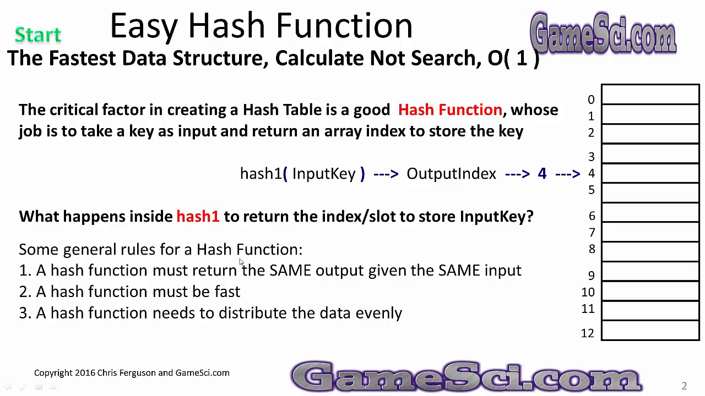Some general rules for a hash function. Number 1, a hash function must return the same output given the same input. It must be consistent every time. Number 2, a hash function must be fast. If hash tables are to be order of 1, a hash function must be order of 1. Number 3, a hash function needs to distribute the data evenly. We need to spread out the data that is stored in the array.